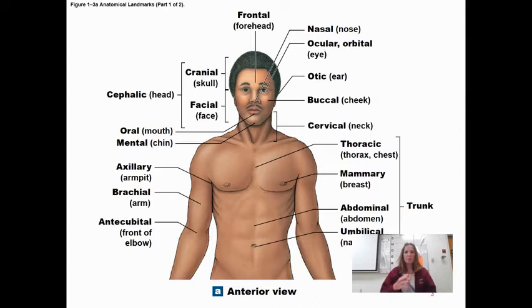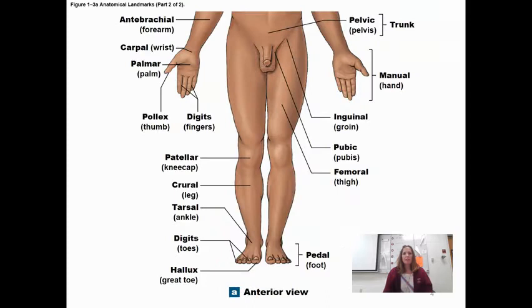So in a second, the next slide is going to be the anterior view, but it's going to be the lower region of the body. Let's take a look. So again, let's think of things that are easy, like pelvic, which would be your pelvis, or you might be familiar with the femur, the longest bone in the body, so that's the femoral region of the thigh, or maybe the patellar region, which is your kneecap. But you might not have heard about the pollex, which is your thumb, and the hallux, which is the great toe, or manual, which is the hand. So take time to work on these in regions.